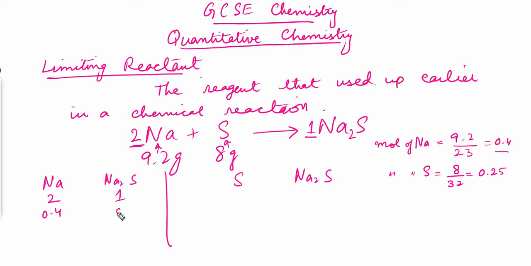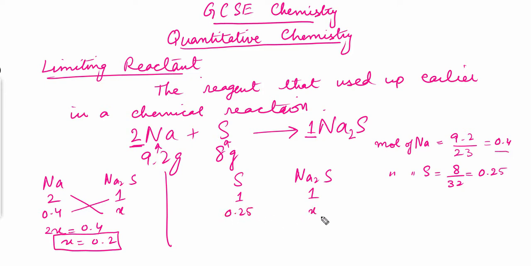So 0.4 moles of sodium will produce x moles of sodium sulfide. So from here I'll get the value of x: 2x is equal to 0.4, so x will become equal to 0.2. So 0.4 moles of sodium produce 0.2 moles of sodium sulfide. Now similarly I'll find out the moles for the sulfur. From the equation, 1 mole of sulfur produces 1 mole of sodium sulfide. Similarly 0.25 moles of sulfur will produce x moles of sodium sulfide. I'll cross multiply them, and I'll get the value of x equal to 0.25.